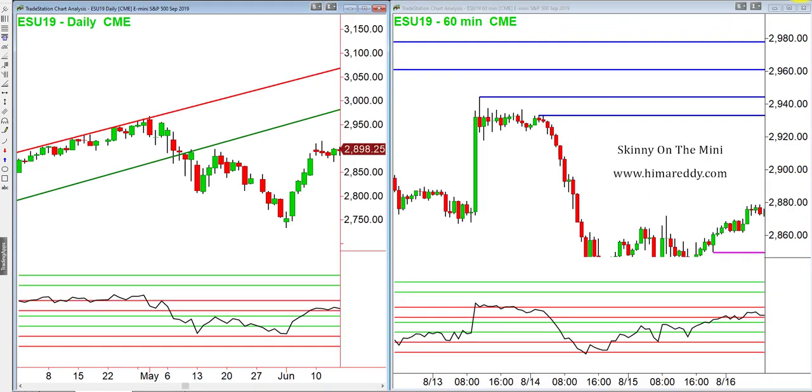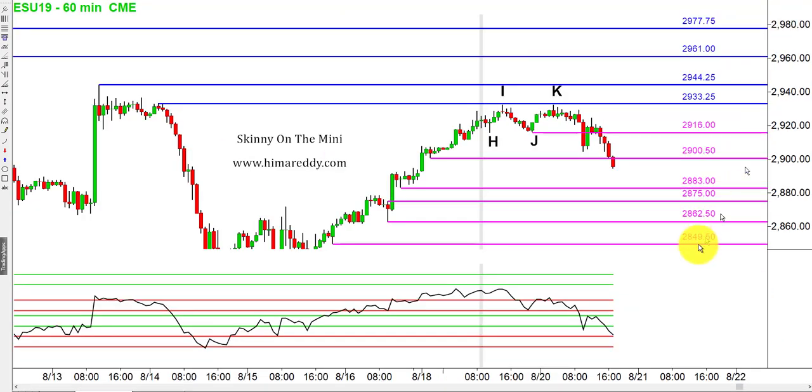I want you to see what's going on the 60-minute chart. These letters here have nothing to do with any standard technical analysis approach. They're not Elliott wave, they're not Gann. I purposely picked H, I, J, K because it's easy for me to remember: the first 2 letters of my own name, and J, K comes right after that. I used these letters to identify some of the high and low price action that I was recapping in today's Skinny on the Mini.